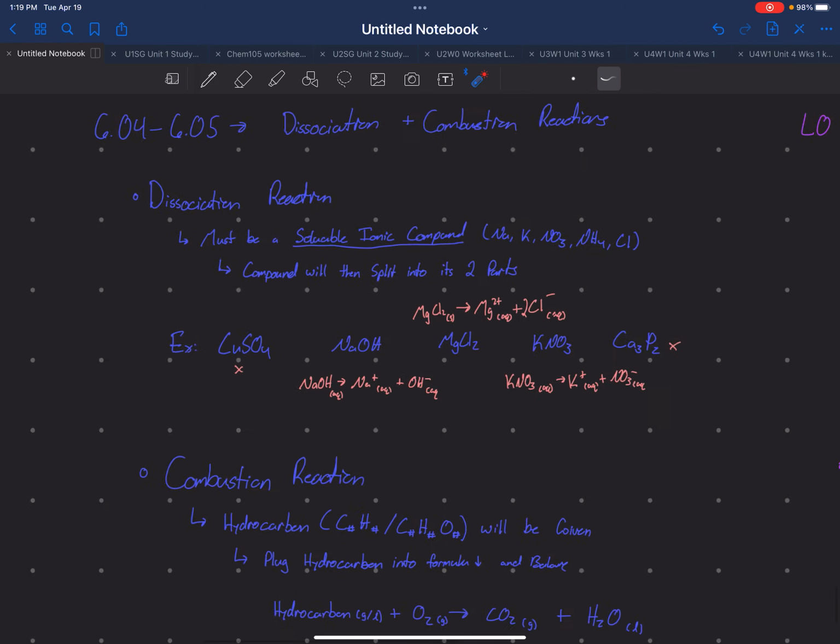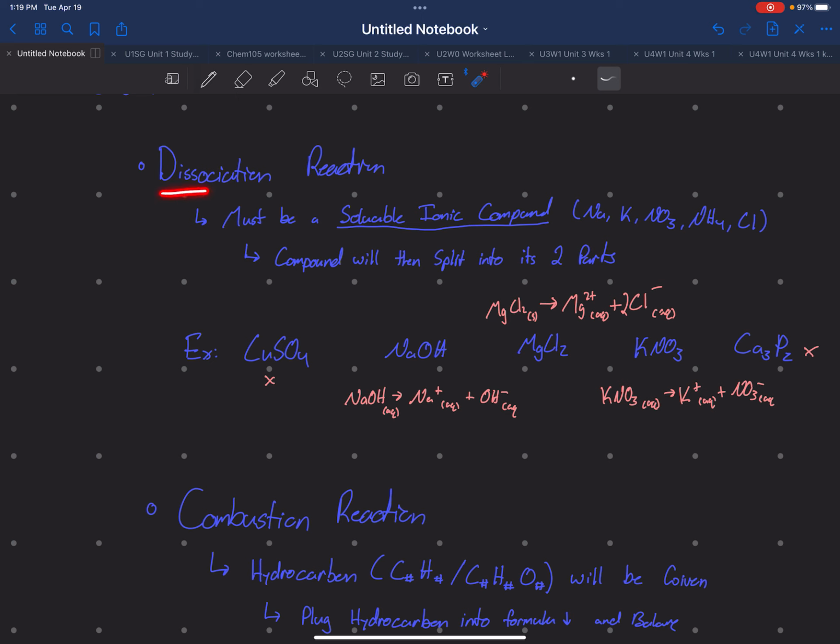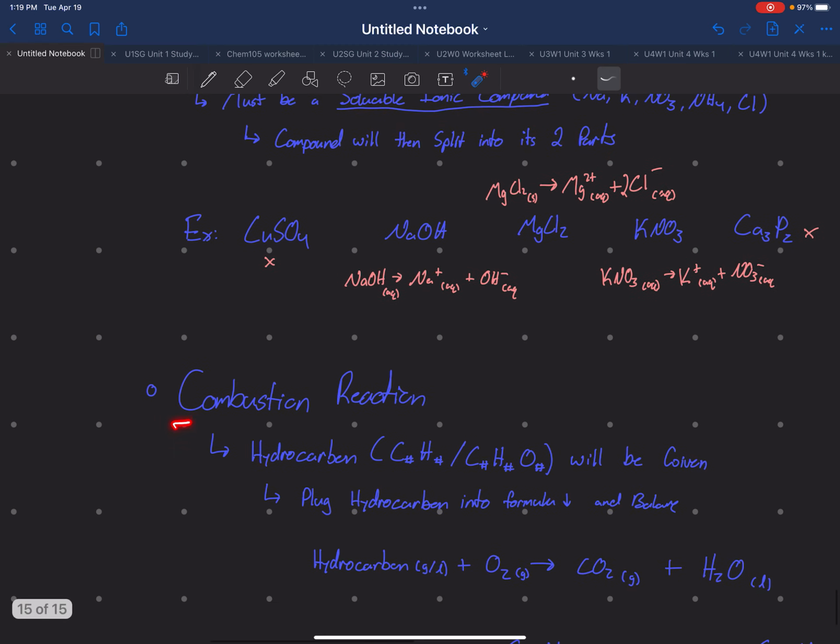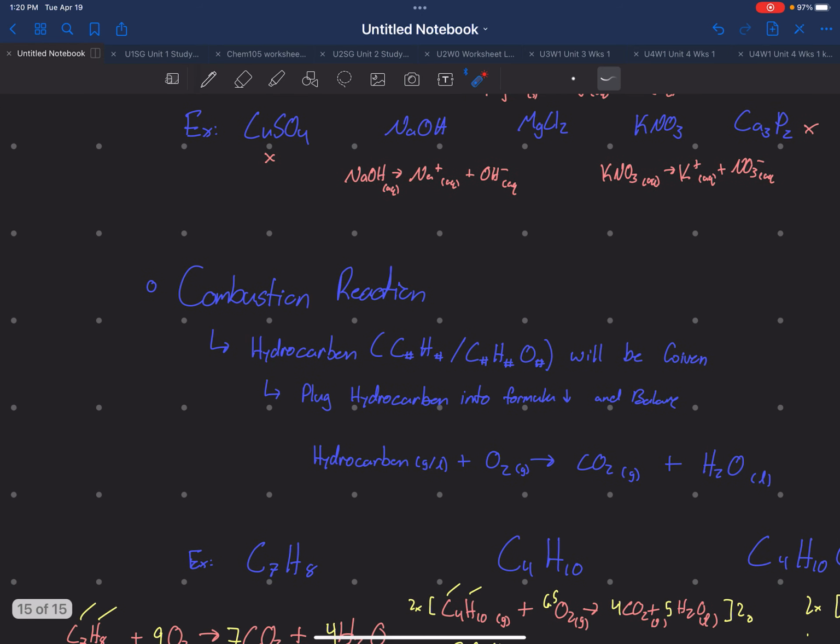So, hopefully now you will know what to do whenever they say write the dissociation of NaOH or KNO3. Once again, dissociation: make sure it's soluble ionic and just split it into its two parts. Combustion: just remember this formula, hydrocarbon plus oxygen leads to carbon dioxide and H2O. And then once you write it all out, you should be able to balance everything.